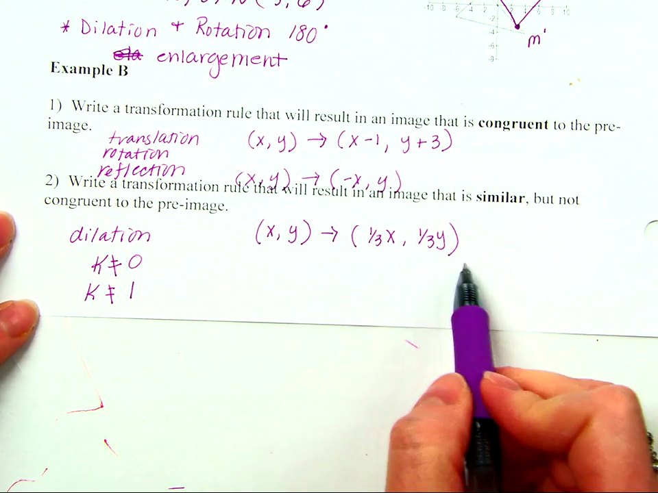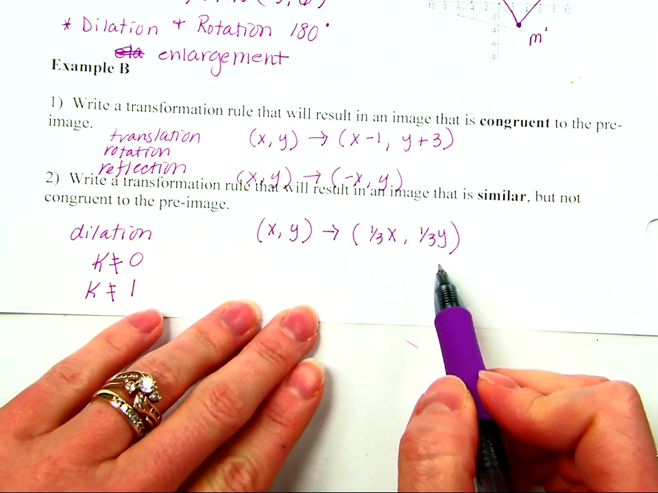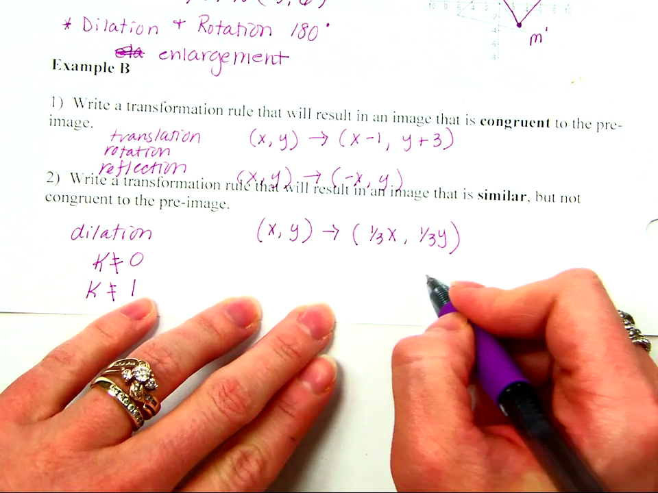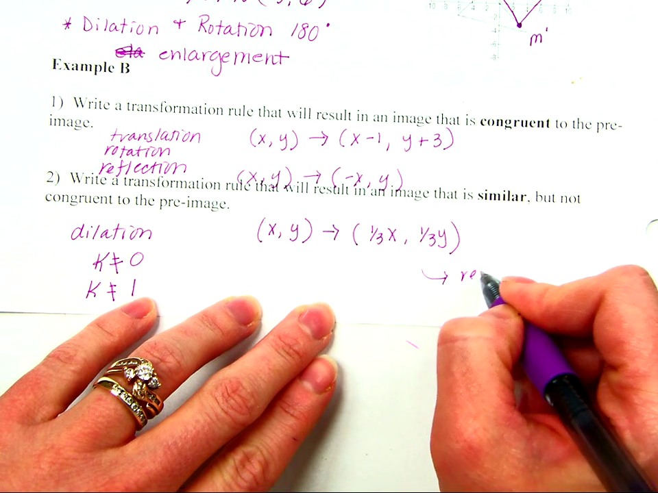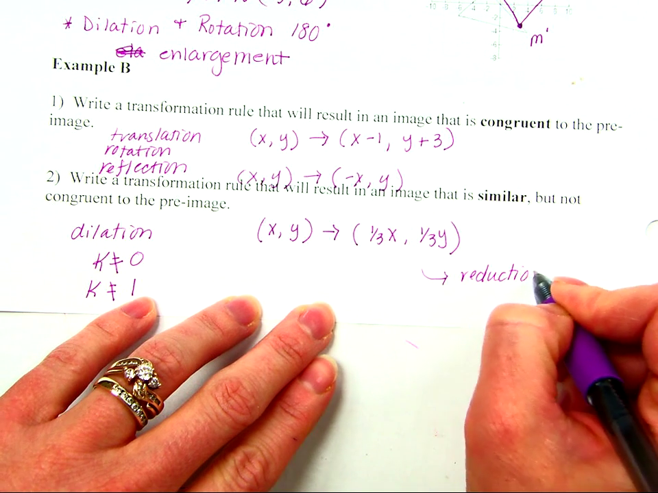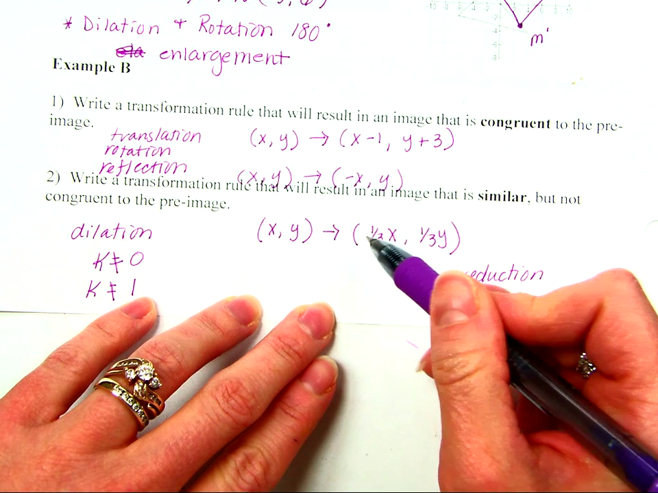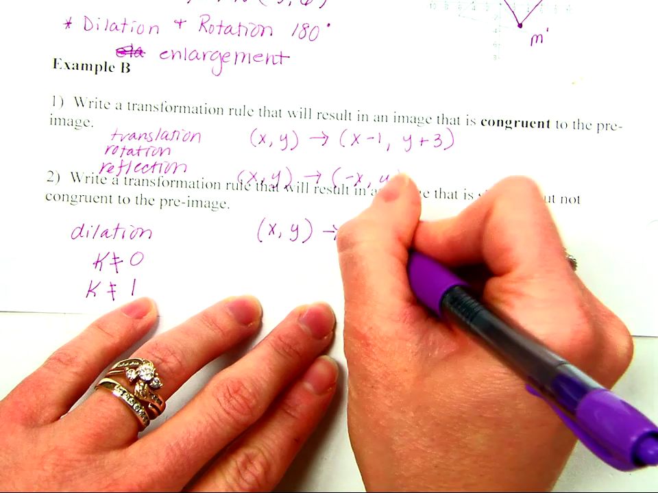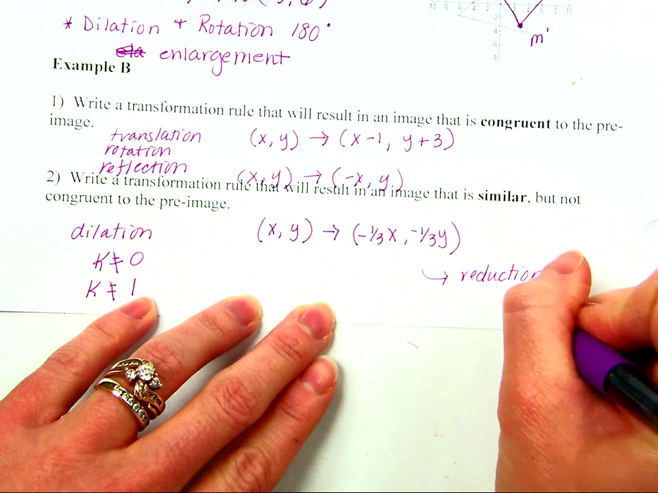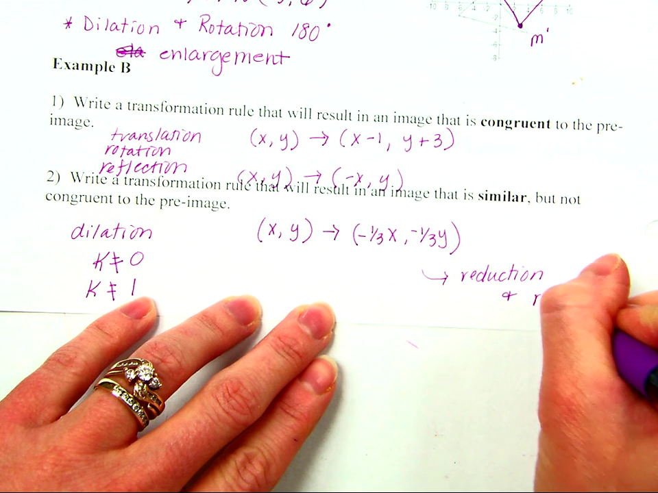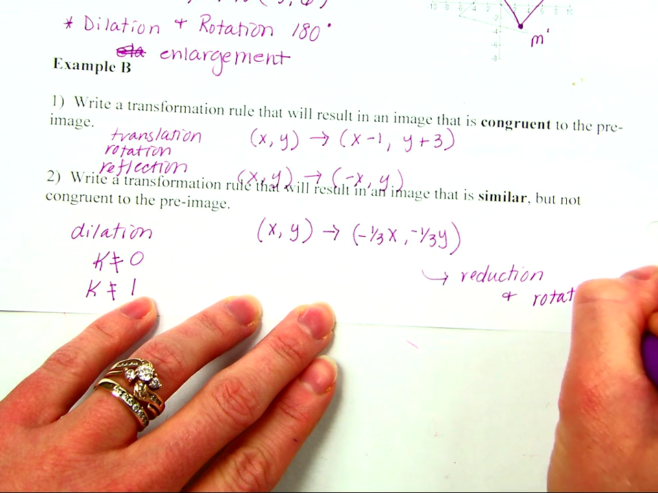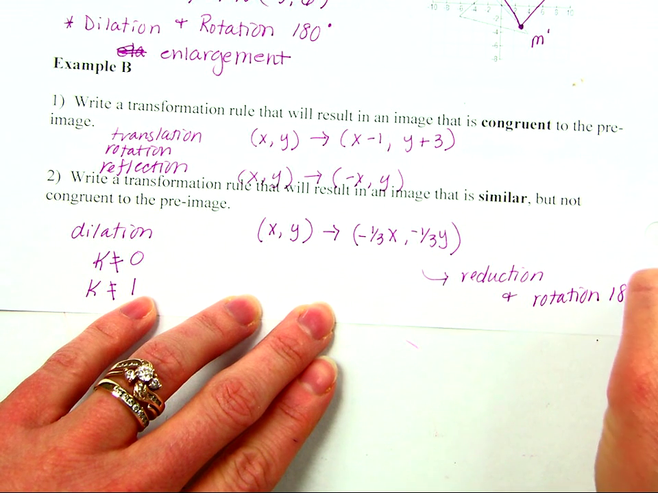Now, what's going to happen here when I have 1/3 x and 1/3 y? Well, this would actually give me a reduction, right? That would make my figure to be smaller. And if I happen to put in my negative signs, well, then it would be a reduction and it would be a rotation of 180 degrees.